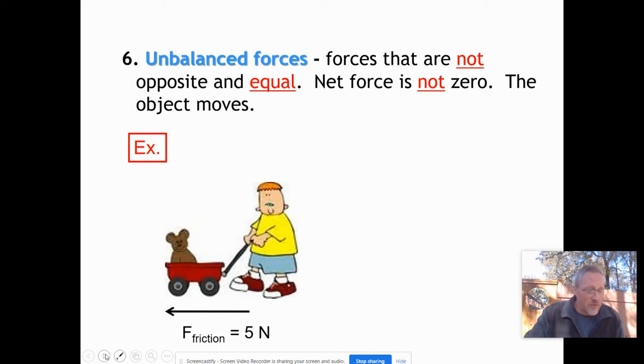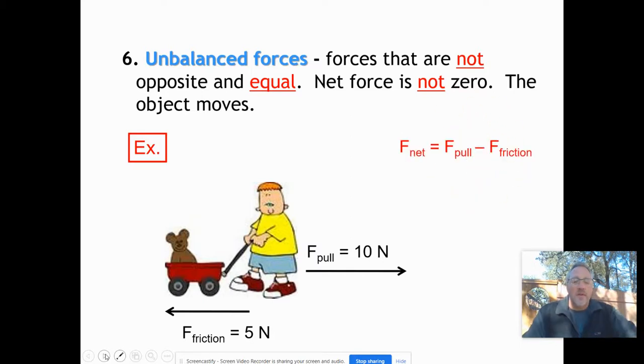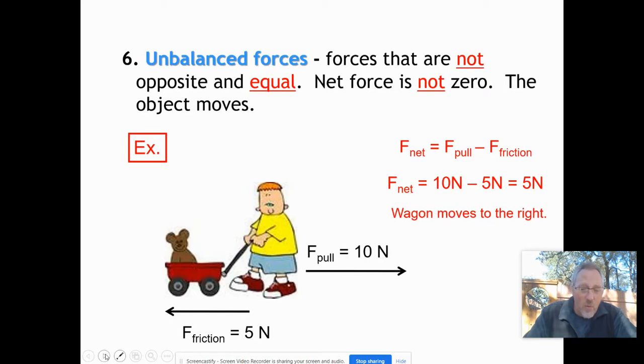So for example, if the friction is going to the left with 5 newtons of force, and this fellow is pulling with 10 newtons to the right, one is stronger. They're opposite, so we would have to subtract them. The net equals the force of the pull minus the force of the friction. The pull is 10 newtons and friction is 5, which means the net force is 5 newtons of force. And the wagon is unbalanced, it's moving to the right.